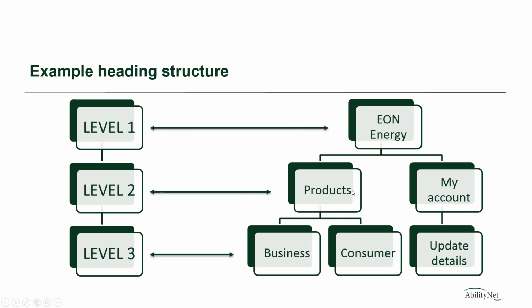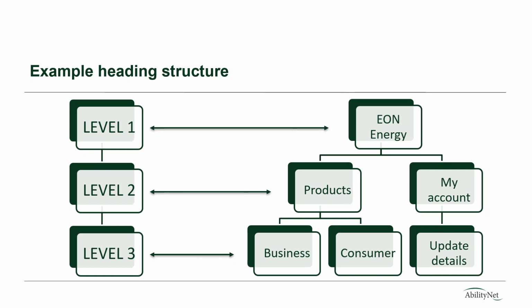So here's just an overall graphic showing what the typical heading structure should be on a website. So this is the Eon Energy homepage. I've just put in a few example headings there. Eon Energy would be the level 1 heading on a page. Products and My Account would both be level 2. And then below products, there might be 2 or 3 sections, each its own subsection with a level 3 heading. And My Account also might have a single section below it, and again with a level 3 heading.